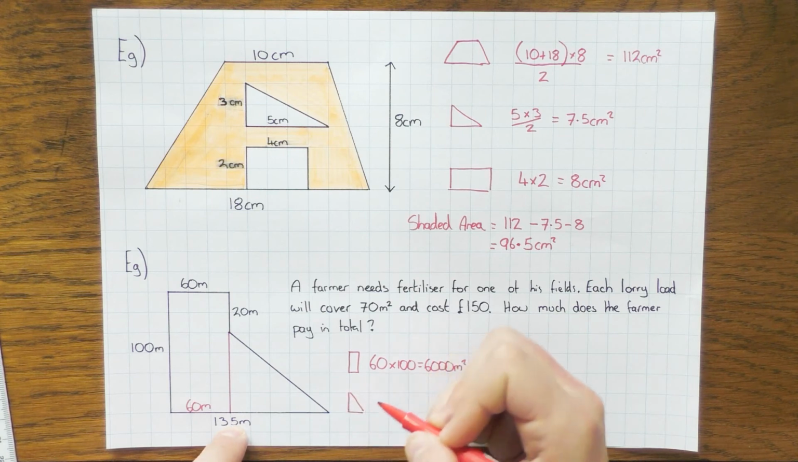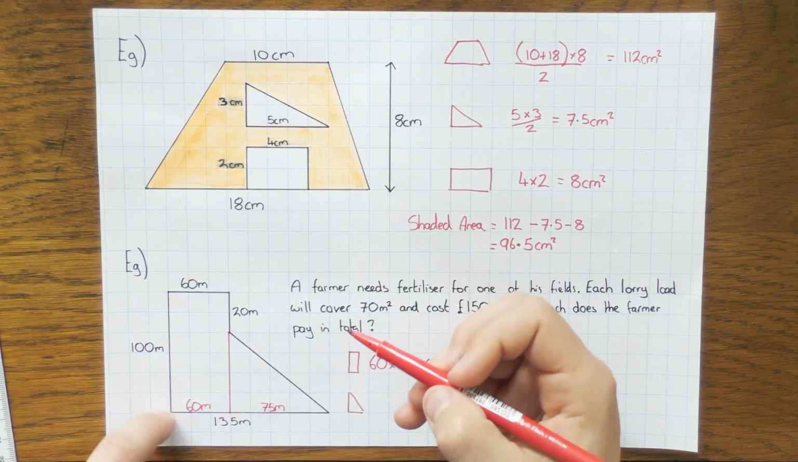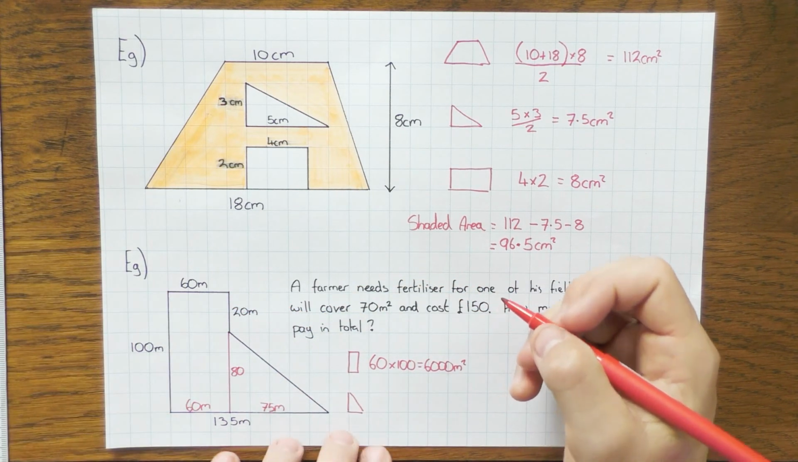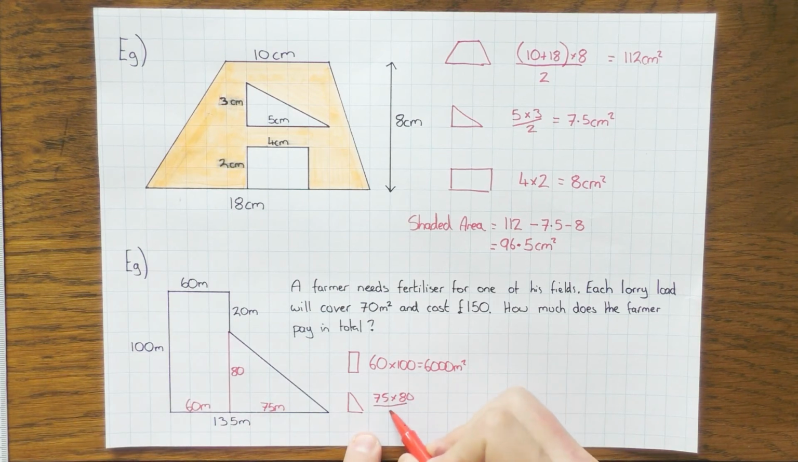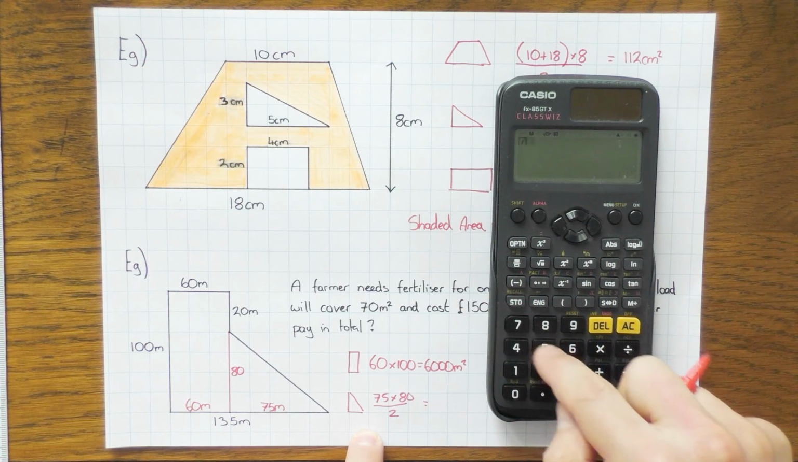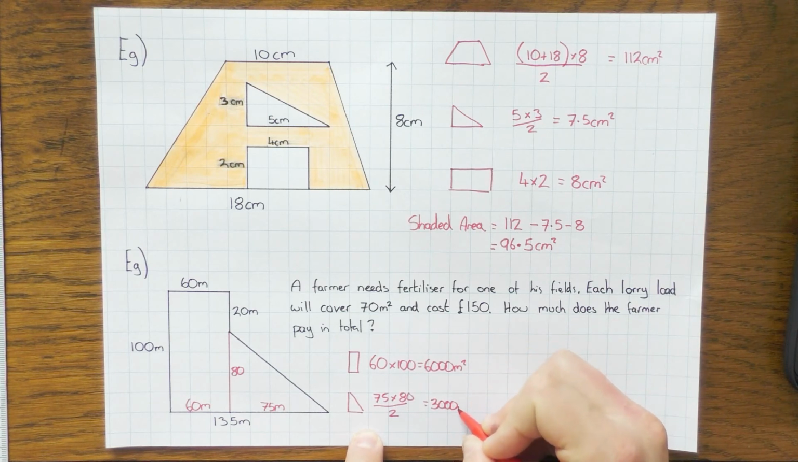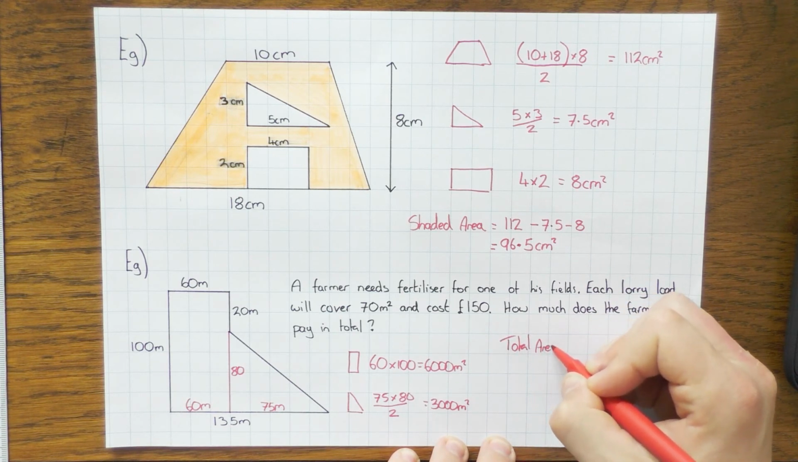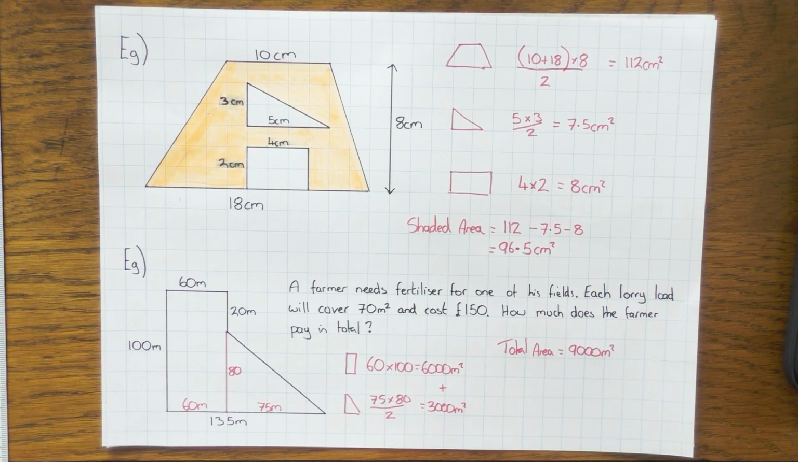And then I have my triangle. And again, the base, just be careful, if the whole thing here is 135 and this is 60, what's left? Well, that's 75 metres. Same thing with the height. The whole thing is 100. If that's 20, that must mean that this is 80. Okie dokie. So base of the triangle is 75 times by the height, which is 80, and it's a triangle, so we half it. I am just going to cheat on that one. 75 times by 80 divided by 2 is 3,000 metres squared. So in total the area is 9,000 metres squared, because I just add those two together to get the total.